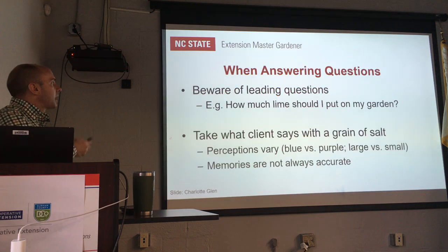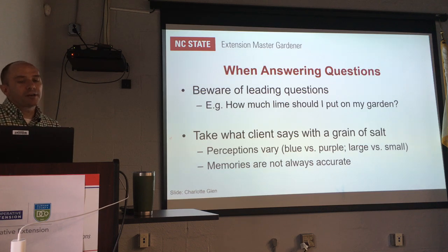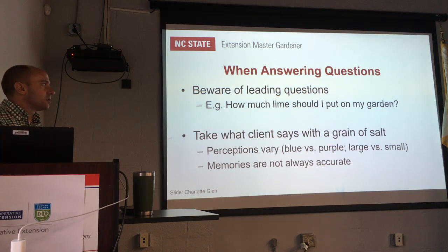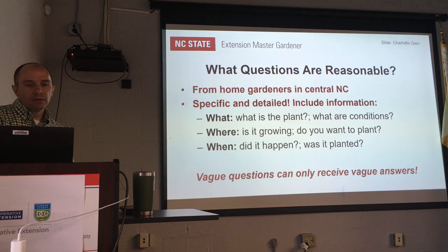Okay, other recommendations when you're interacting with clients. Beware of any sort of leading questions like, how much lime should I apply? You can only know that if you've done a soil test. So ask that first. You need to ask how they know how to apply lime if they don't even know the soil pH or other soil parameters. Take all the information, be nice about it, but be able to understand that perceptions can vary and that memories can also be faulty.